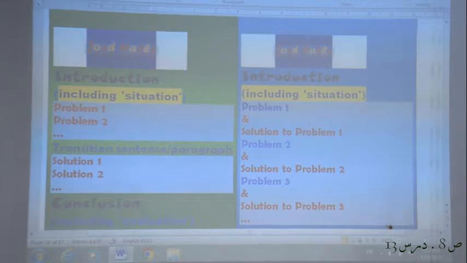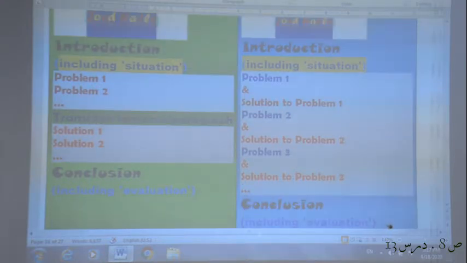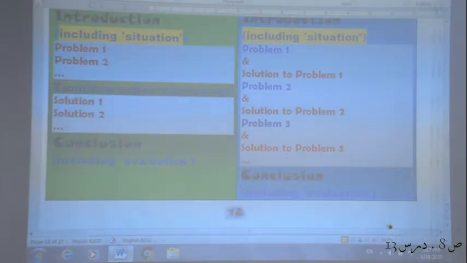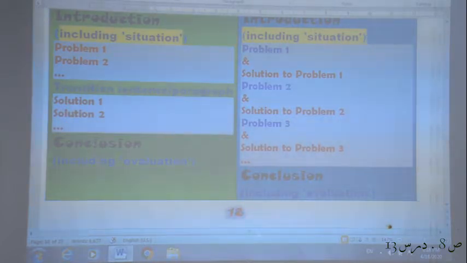After that we have a paragraph to list all the problems together, and I'll talk in detail about this process when we talk about a problem, and after that we try to talk about its effect. And we need another transition sentence or paragraph in order to write about solutions, to write about all solutions together. And finally, in the conclusion paragraph, the final paragraph, we can include evaluation.